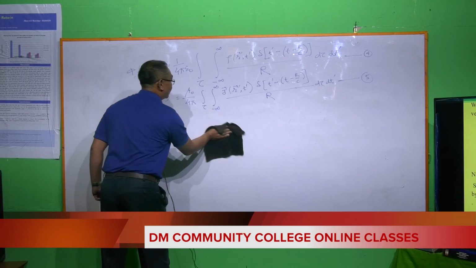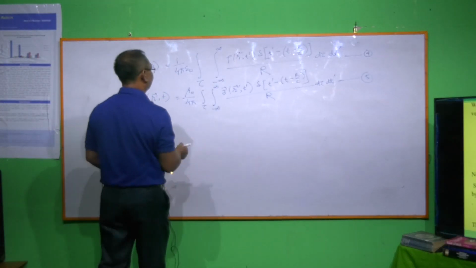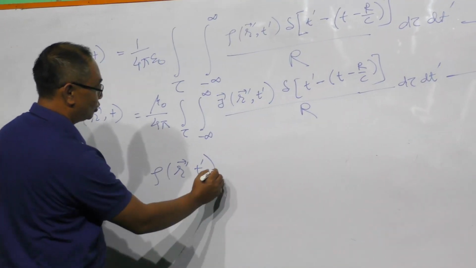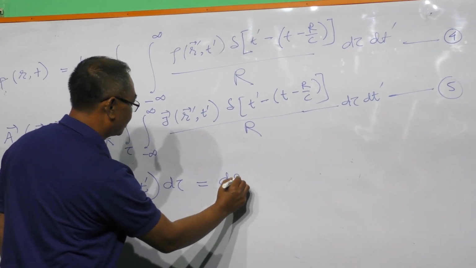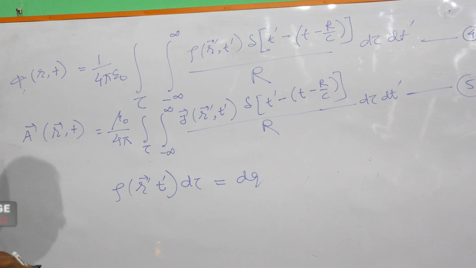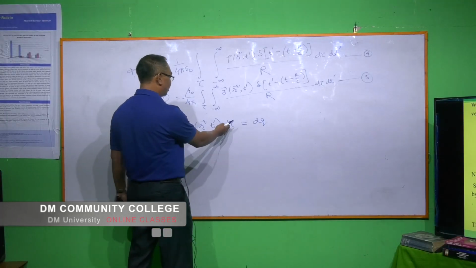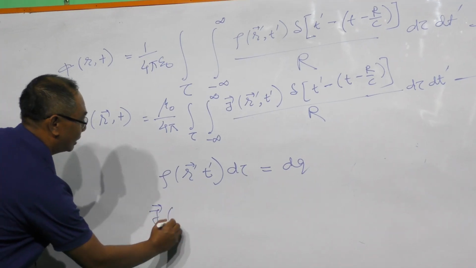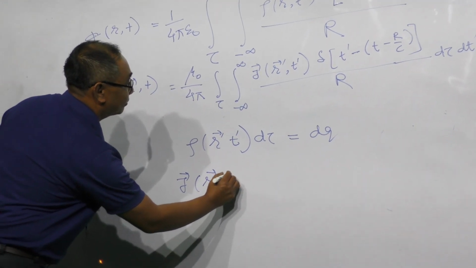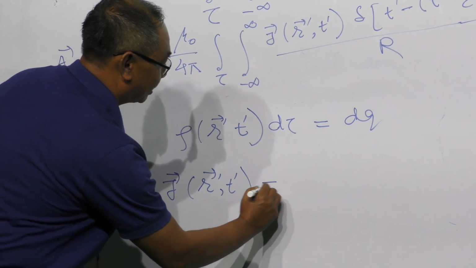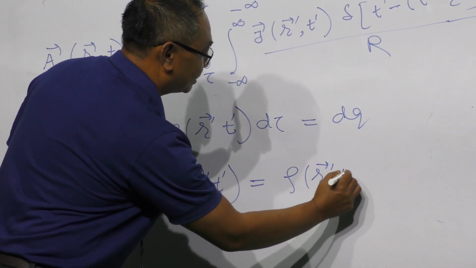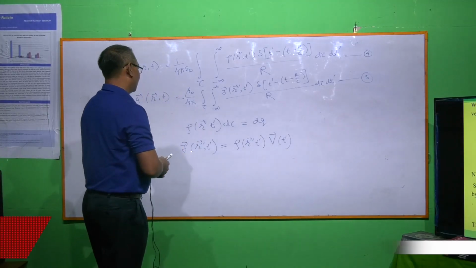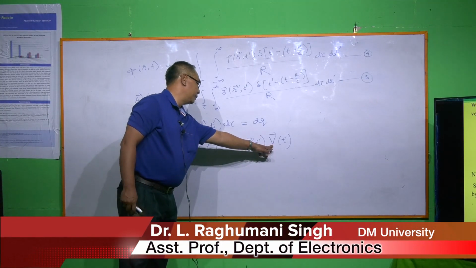In these equations, rho(r', t') d tau equals dq, because rho is the volume charge density and d tau is the volume element. And J(r', t') equals rho(r', t') times v(t'), where rho is the volume charge density and v is the velocity.